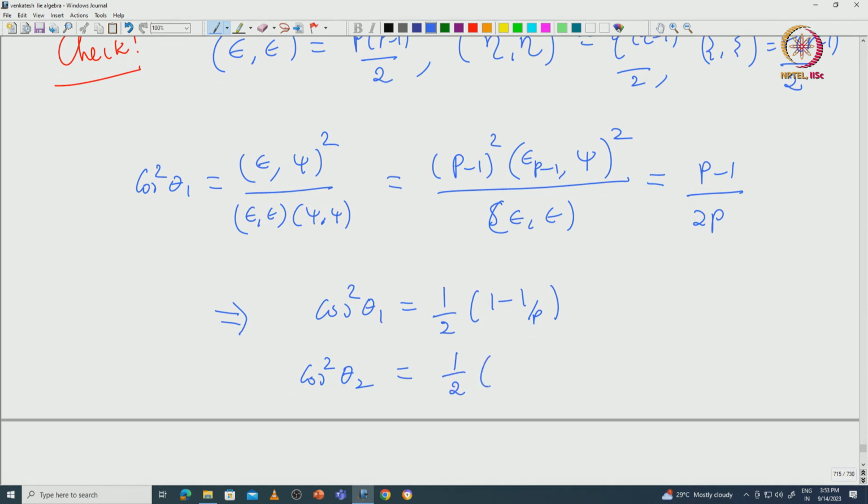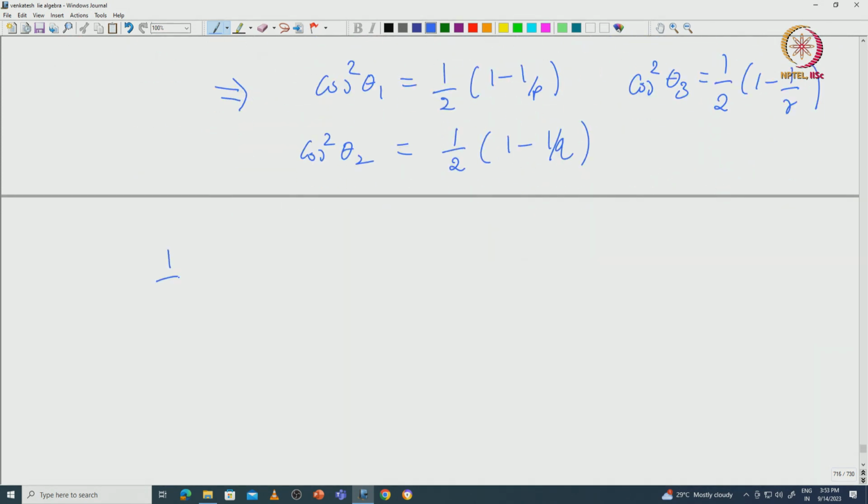And similarly, you can check cosine square theta 2. Again, because of the symmetry, this has to be exactly 1 by 2 times 1 minus 1 by q. And similarly, again using the symmetry, you can see that cosine square theta 3 will be half times 1 minus 1 by r. Now the sum of these must be less than 1. So that means half times (1 minus 1 by p plus 1 minus 1 by q plus 1 minus 1 by r) is less than 1, and this implies 1 must be strictly less than 1 by p plus 1 by q plus 1 by r.